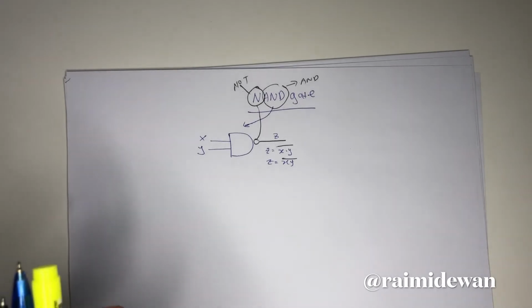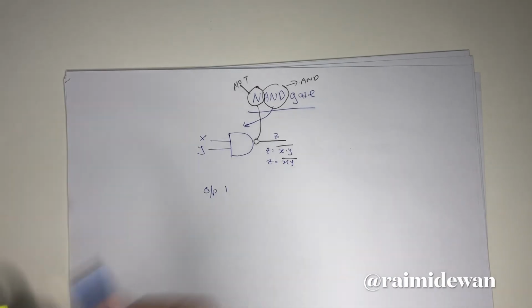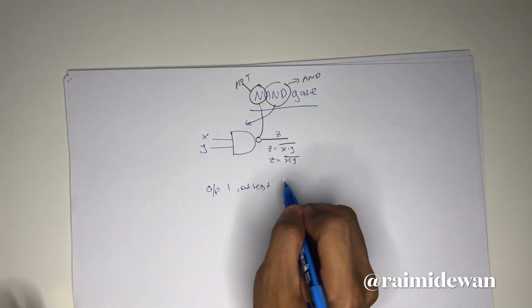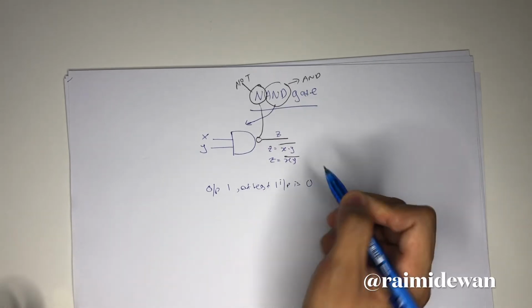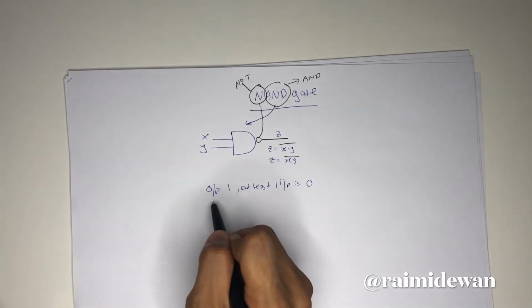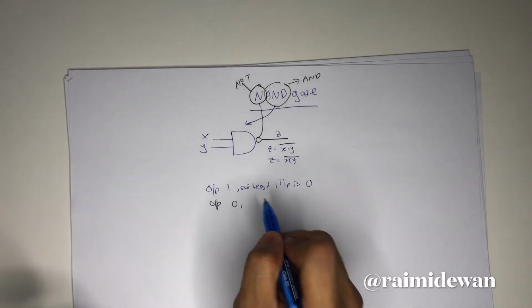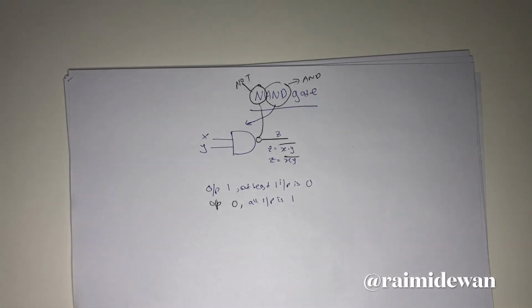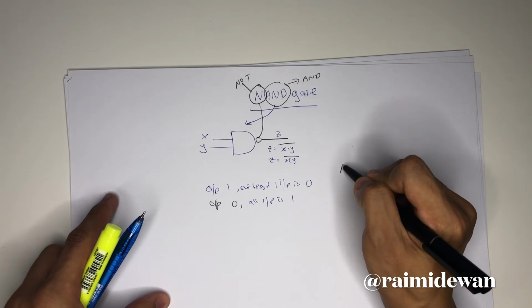So what is the logic operation? Output is 1 when at least one input is 0. The next condition is output is 0 when all inputs are 1. So it is simple. Okay, the NAND truth table.